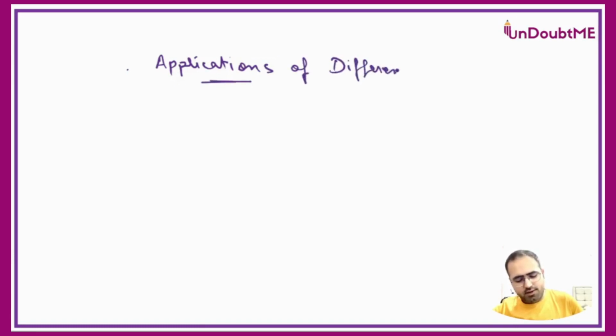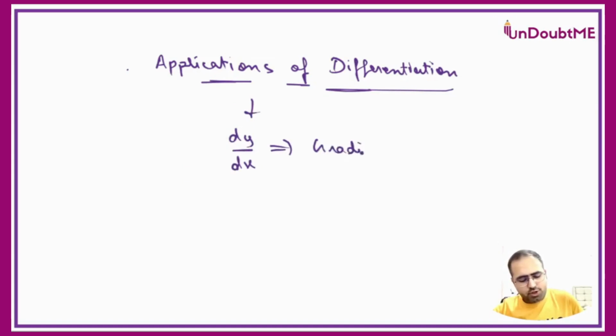So tangent and normal is considered as one of the applications of derivatives. When we talk about application of derivatives or differentiation, it means what can we do with differentiation of a function. So we know that this dy by dx signifies gradient. Geometrically, this is the gradient of a tangent for a function at a point.